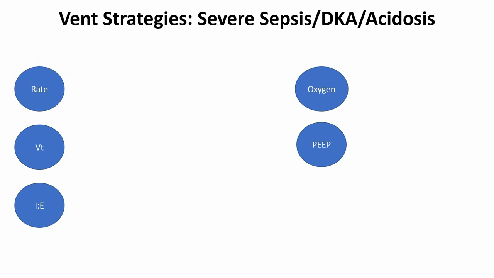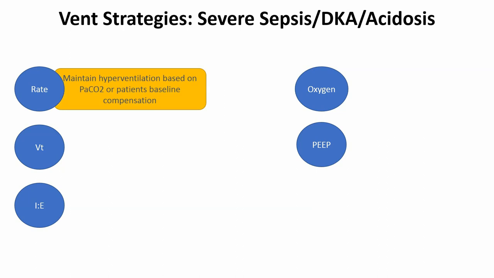What about for the patient with severe sepsis, DKA, or acidosis? Imagine or think about what patients with DKA do when their blood sugar is extremely elevated. They have this sort of respiration pattern that we refer to as Kussmaul's breathing. So it's this quick and rapid and deep type of breathing pattern. And the rates can be pretty high, from 30 to 40 or higher. So we want to basically maintain that hyperventilation.